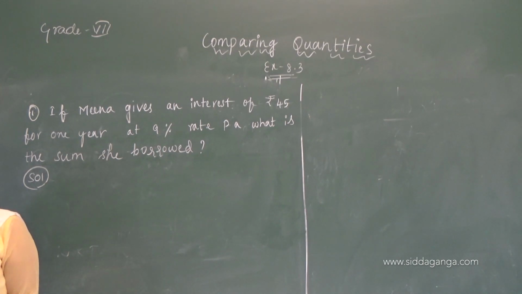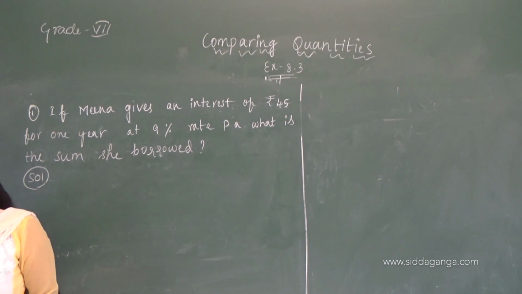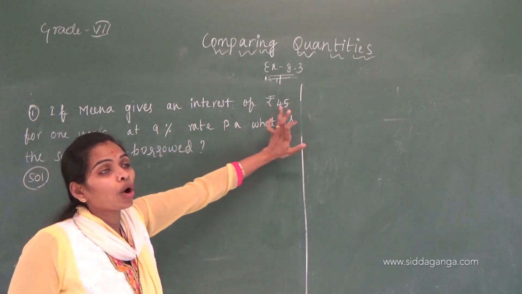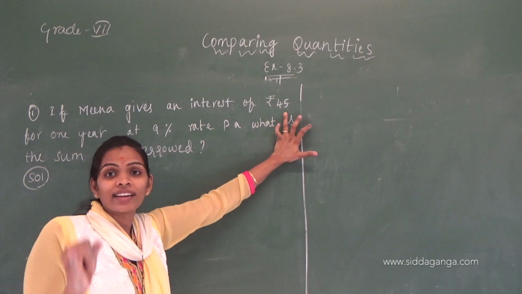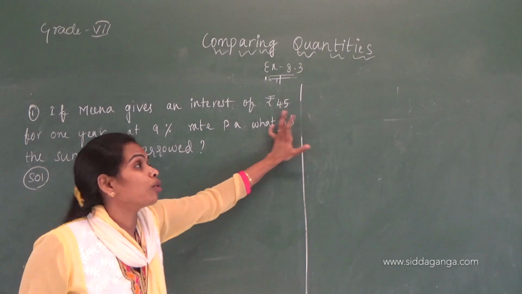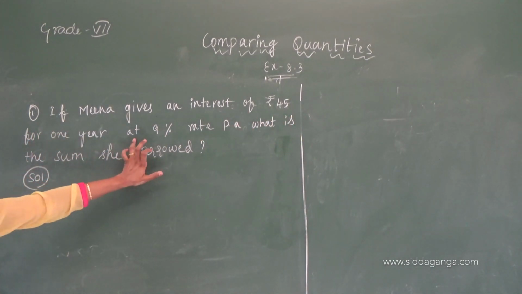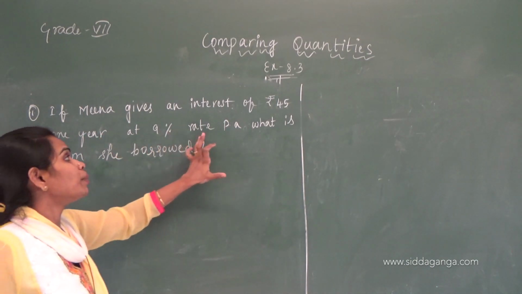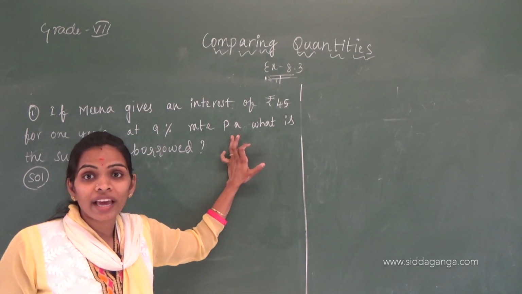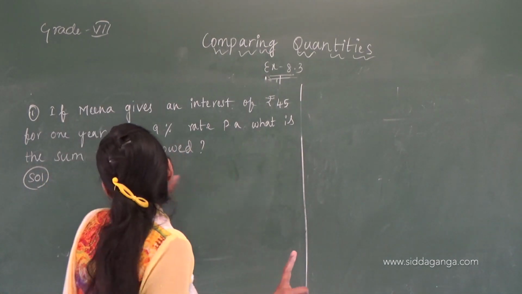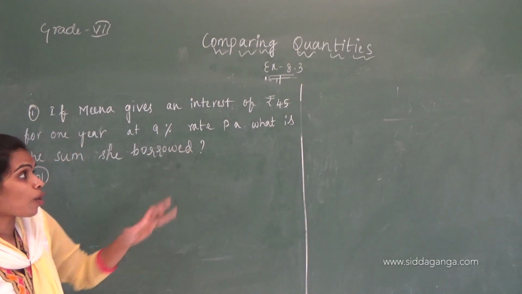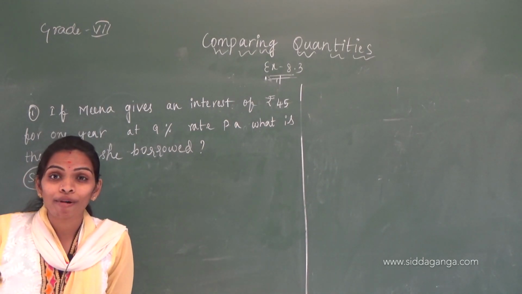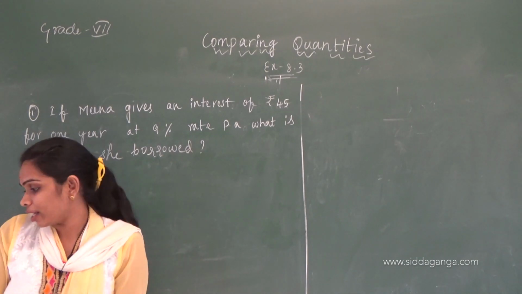Here, what are they giving? First I will explain the question. If Meena gives an interest of rupees 45, that means simple interest they are giving, and the simple interest amount is 45 rupees. For 1 year, that means the time period is 1 year, at 9% rate per annum. What is the sum she borrowed? What is the sum of the amount that she borrowed? Means sum, what is it? Principal. The principal amount we have to find here.